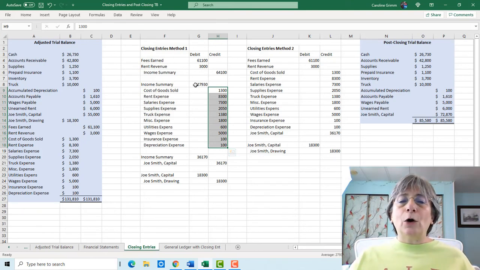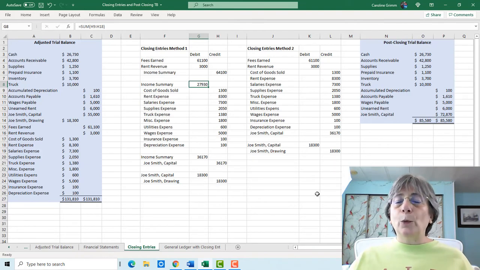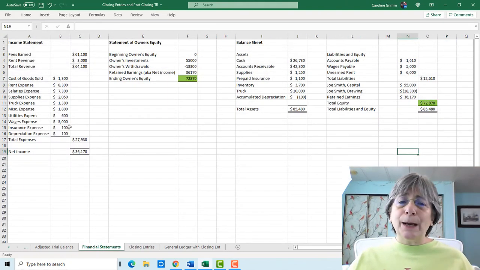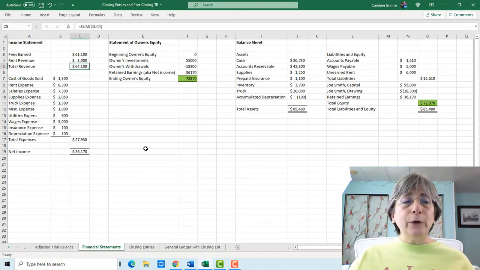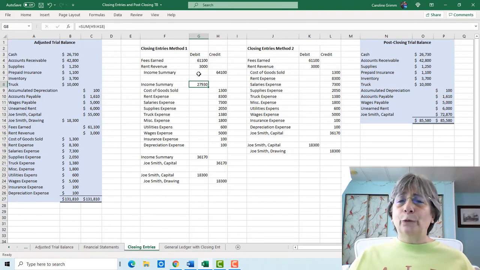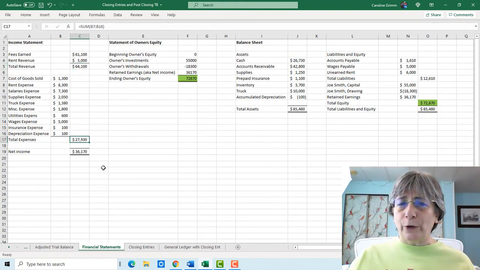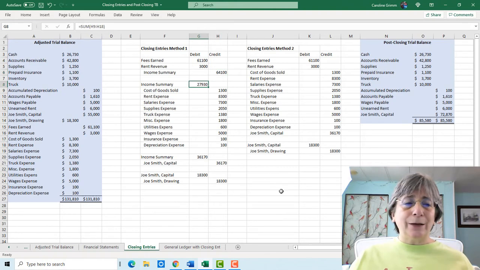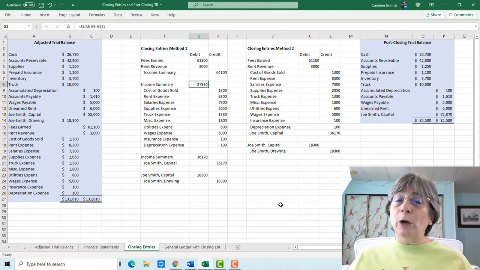So here are all of our amounts from our adjusted trial balance for our expenses, and we are going to offset that by debiting this income summary account. Now let's pause there for just a moment and jump back to our financial statements. So here in our income statement, look at this. We've got $64,100 for total revenue. And here in our closing entries, we've got $64,100 going to income summary. And come back here, we've got $27,930 for expenses. And look, that's what we have here too.